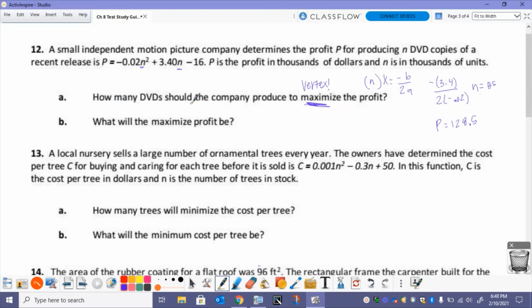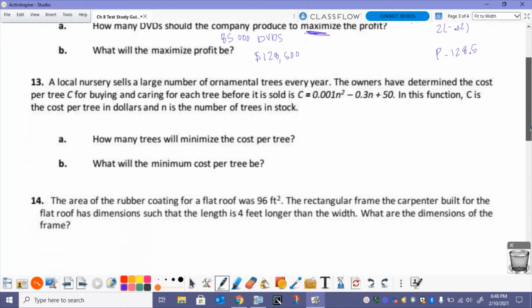So when it asks us how many DVDs should the company produce to maximize the profit, we're looking at what we solved for n. But go back to your problem. Remember, it says thousands of dollars and thousands of units, so we need to make this into thousands. So they should produce 85,000 DVDs. And it says what will the maximized profit be? That's our value for P, once again in thousands of dollars. So we have $128,500.